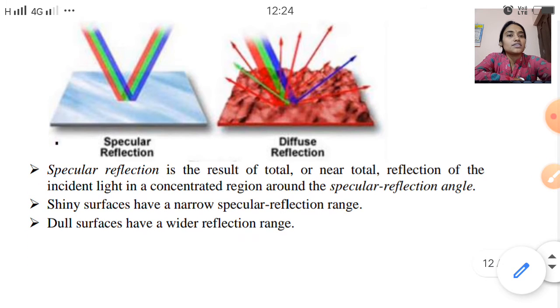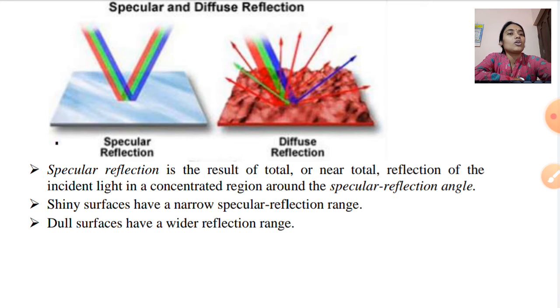Specular reflection is the result of total or near total reflection of the incident light in a concentrated region around the specular reflection angle. Okay, shiny surfaces have a narrow specular reflection range. Dull surfaces have a wider reflection range. A shiny surface has a narrow reflection and a dull surface has a wider reflection. Okay.